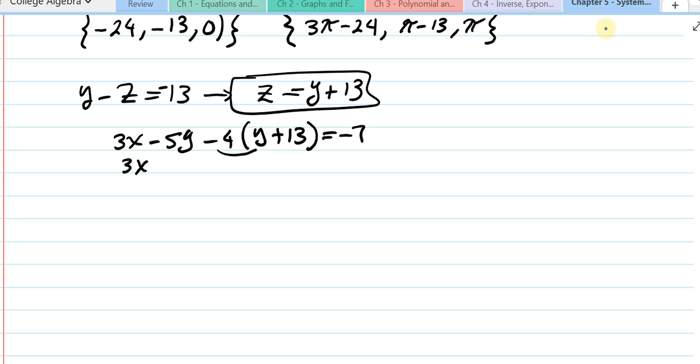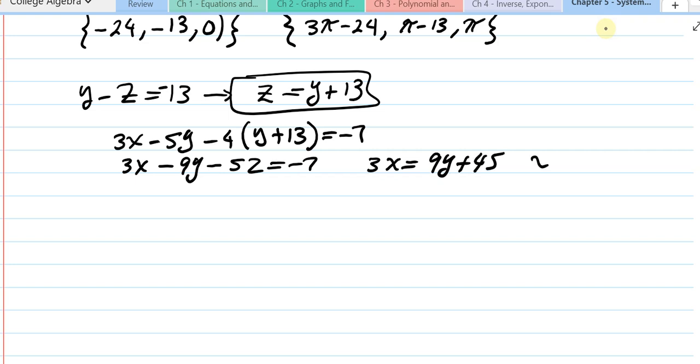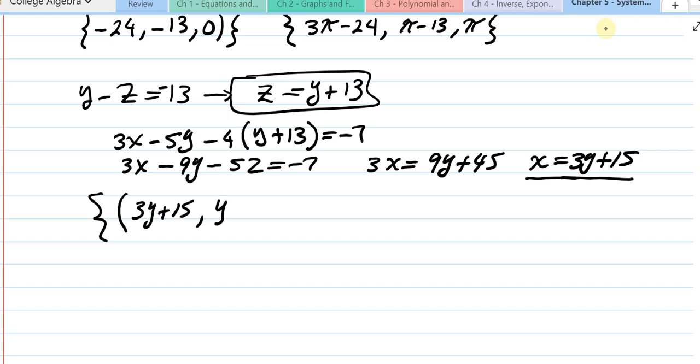Combine like terms, distribute and combine. Negative 4y and negative 5y makes negative 9y. And then negative 4 times 13 is negative 52, equals negative 7. And solve, we get 3x is equal to 9y plus 45. Divide by 3 and x is 3y plus 15. Okay, so the solution now is in terms of x, y, z, but in terms of y. So x is 3y plus 15, y is whatever y is, and z is y plus 13.